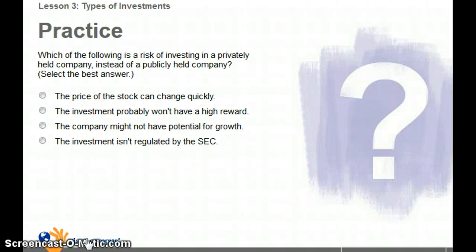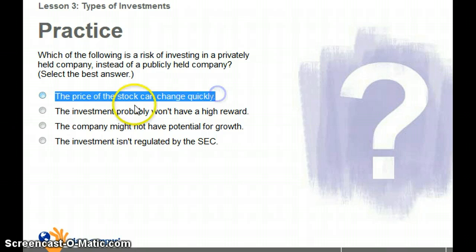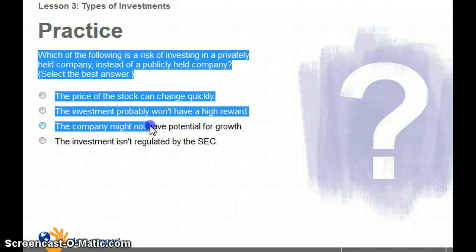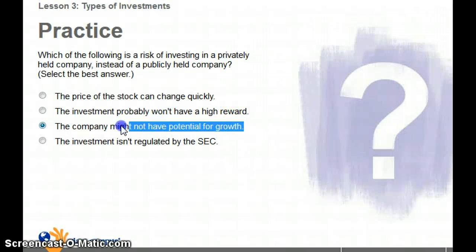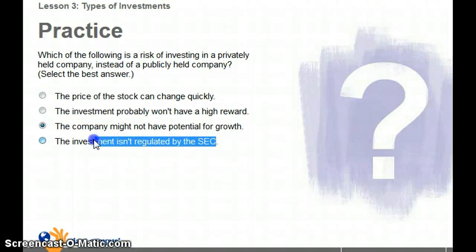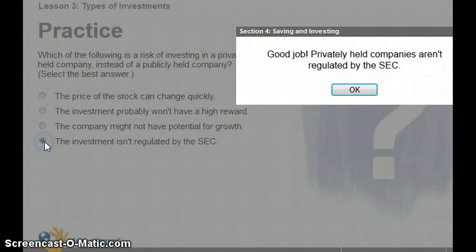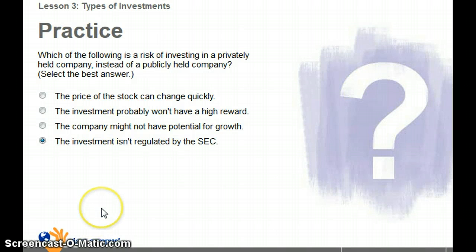So, which of the following is a risk of investing in a privately held company instead of a publicly held company? The price of the stock can change quickly. The investment probably won't have a high reward. The company might not have potential for growth, or the investment isn't regulated by the SEC. Well, we talked a lot about the SEC, and I think a private stock is not registered. So, right, the investment isn't regulated by the SEC.